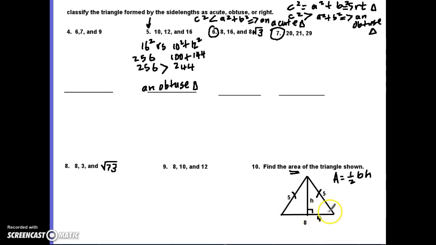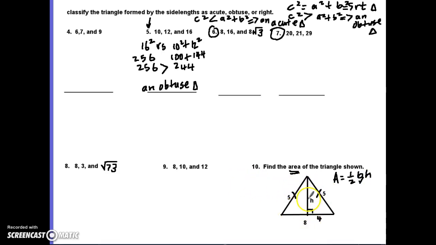So we do have the base. The base is 8. The whole base is 8. Please don't think it's just 4, because we're considering this whole triangle here. So its base is 8. So we know the base. Problem is, we don't know the height. So we're going to have to find the height.